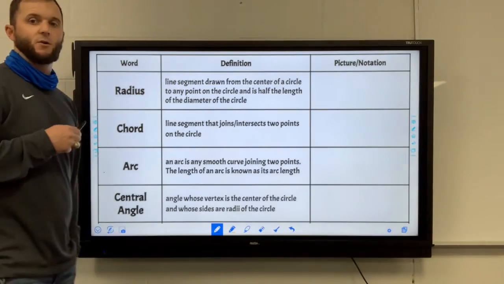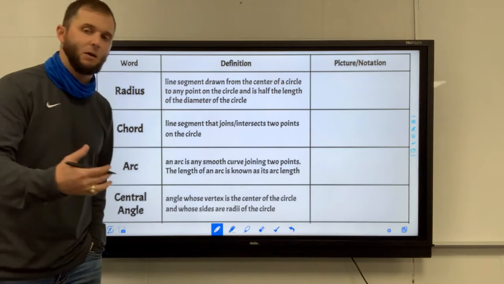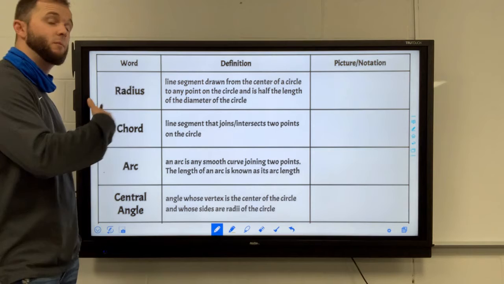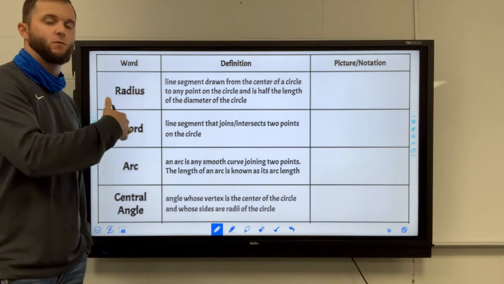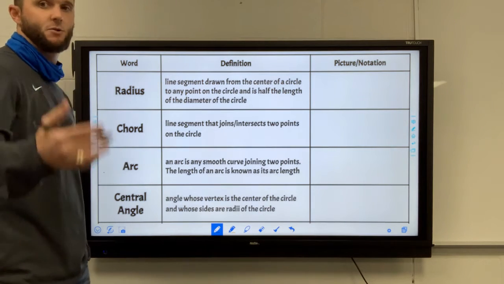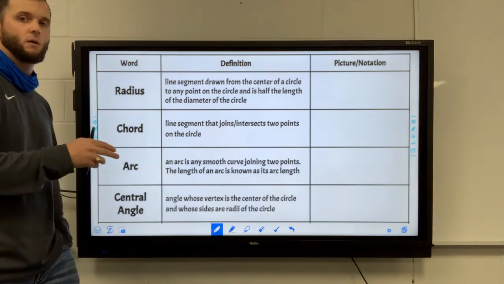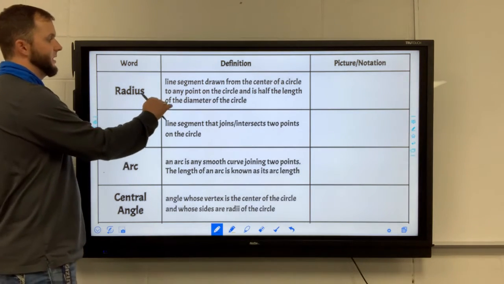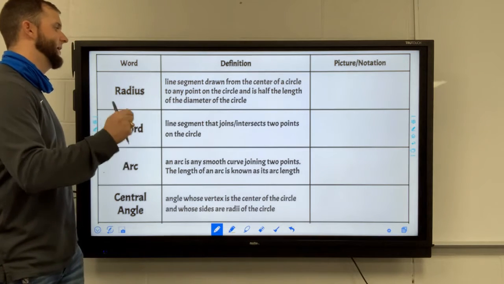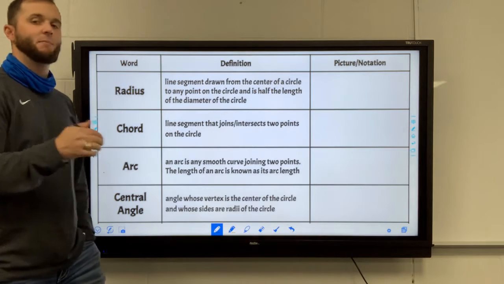All right, guys, so the first thing we're going to look into when we're starting the circle unit is we're going to go back and look at some definitions here. This is probably some definition stuff that you may have seen before, but we still got to circle back and go back over it in order for you guys to understand what's going on. Okay, so the first one we're going to look at is something called the radius. By definition, it is a line segment drawn from the center of a circle to any point on the circle and is half the length of the diameter of the circle.